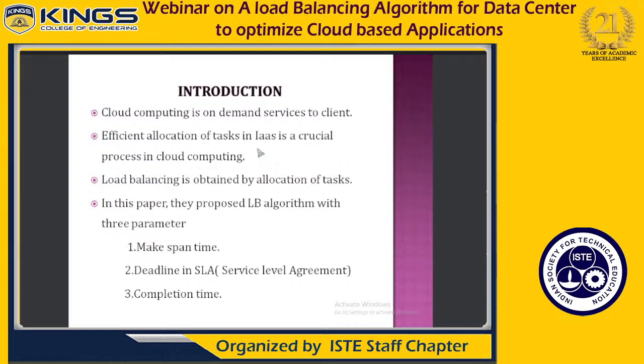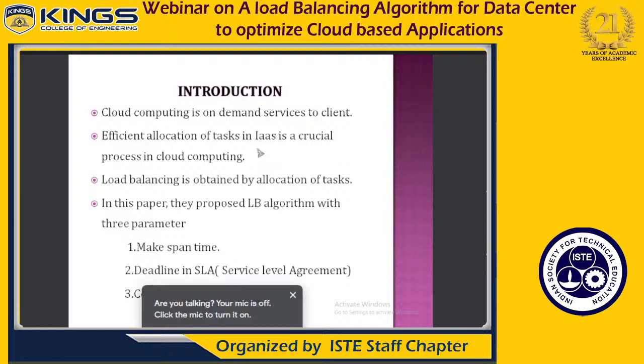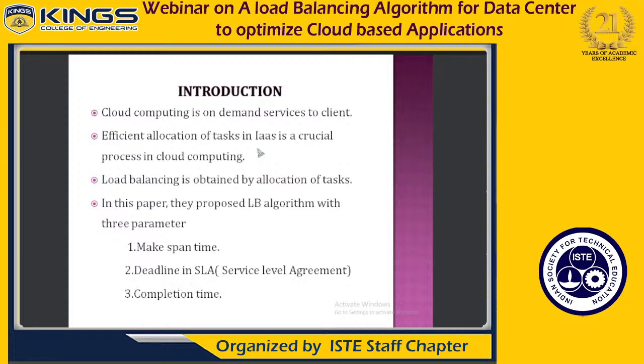The second one is deadline in SLA. SLA is a service level agreement. The service level agreement is a document shared by the cloud service provider to the cloud user. The main parameter in the SLA is the deadline. The deadline is the maximum time taken to execute your task. That is called the deadline. And the final one is completion time. The completion time is the time taken to execute the specific task.